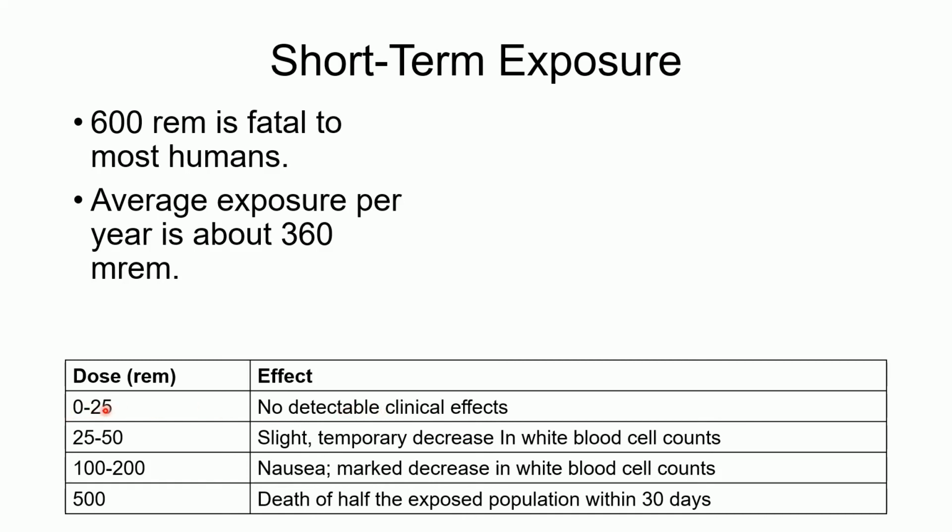If it's 0 to 25 rems, you're probably fine. At 25 to 50, you may get sick, with a decrease in white blood count. If you're already immunocompromised, that could be a big problem. At 100 to 200, you're probably going to get very sick and have an increased risk of cancer later. At 500, you're going to be in really bad shape. So we don't want to be exposed to that. So as I mentioned, a typical amount of radiation that you're exposed to in a year comes out to about 360 millirems, so less than 1 rem.